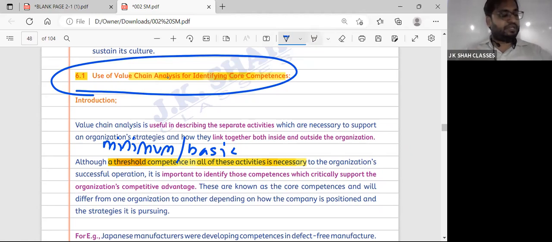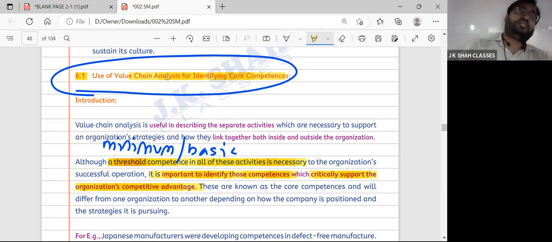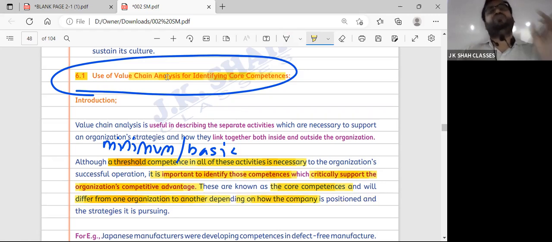But it is important to identify those competencies which critically support the organization's competitive advantage. You should find out which activity will give you competitive advantage. It may be operations. Many organizations have good logistics, so focus only on logistics. These are known as core competence and will differ from one organization to another, depending on how the company is positioned. So for one organization, marketing can be the main activity. For another, operations can be the important activity.